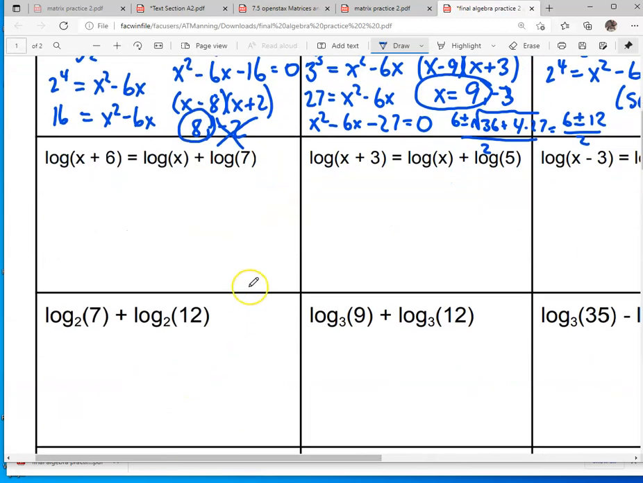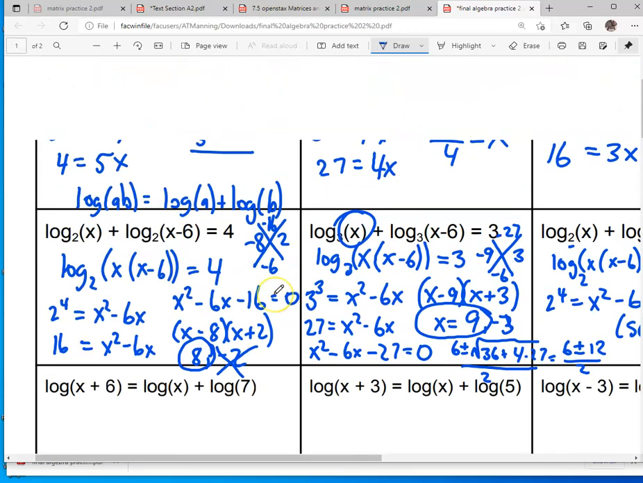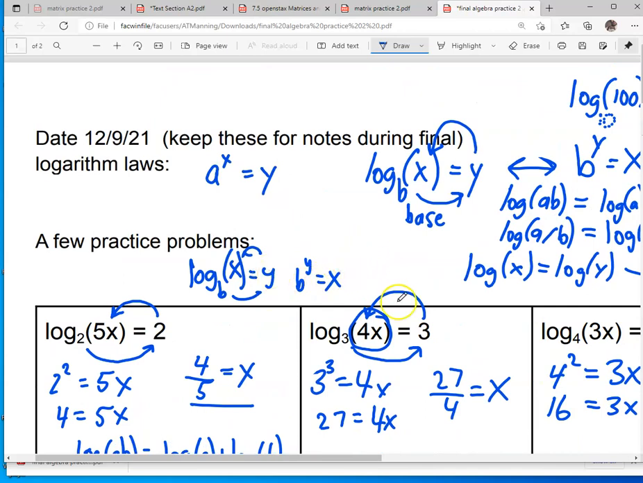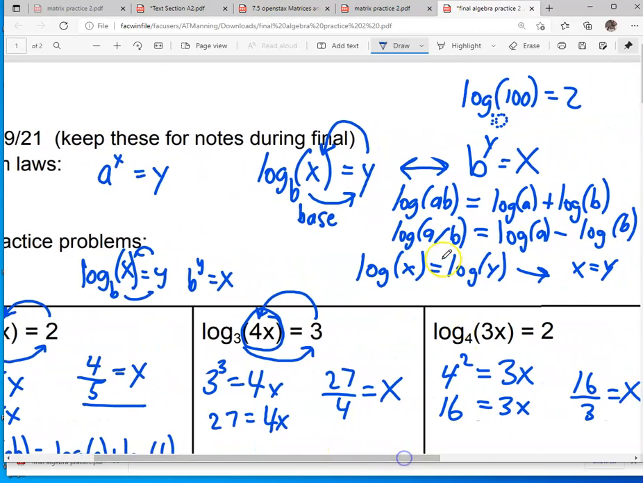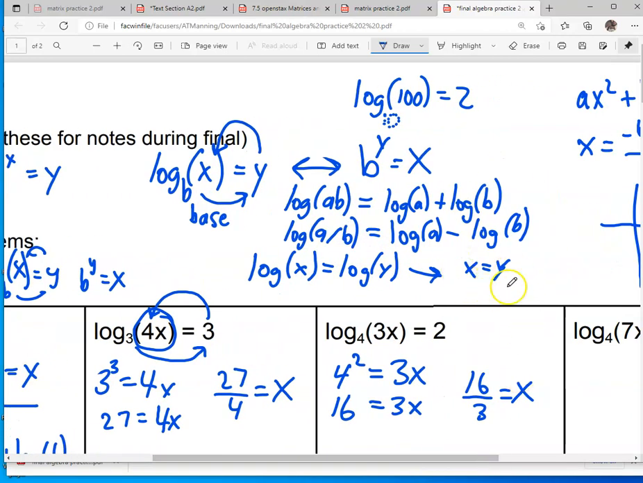Okay, now this one, well, I don't have a number on one side. I have logs on both sides. Well, when you see something like this, think to yourself, if I can get it into some format like log of something equals log of something else, then I know that those 2 somethings are equal. I can throw out the logs and know that what's inside the parentheses are equal, and I've simplified my problem. So we see that we have logs on both sides.